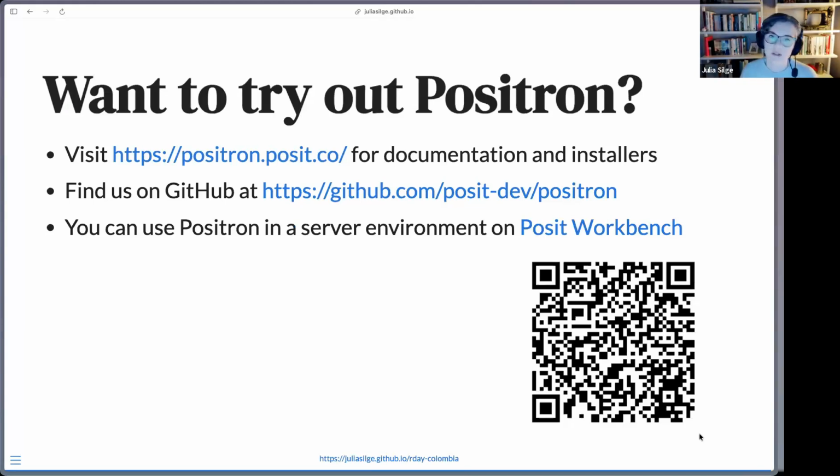Another way of using Positron that I didn't talk about today was Positron in a whole server environment. And you can do that on Posit Workbench. If I were to make a little diagram of that, there would be nothing on your laptop except a browser. And then in the browser, you connect to Positron on a server environment.